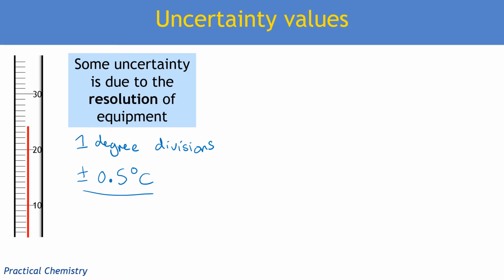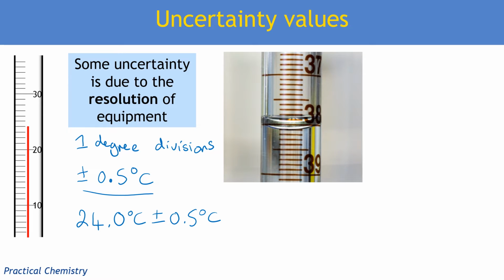So at the moment, how I would record that is I can see that it is 24 degrees. So I would write it as 24.0 degrees, and it's plus or minus 0.5 degrees C. That's my uncertainty. Even more common than that is the classic burette used in titrations.